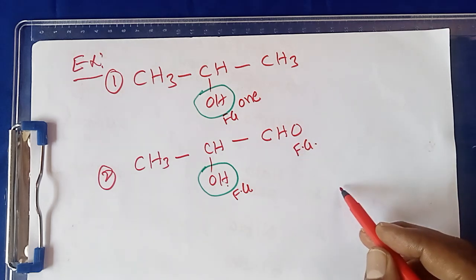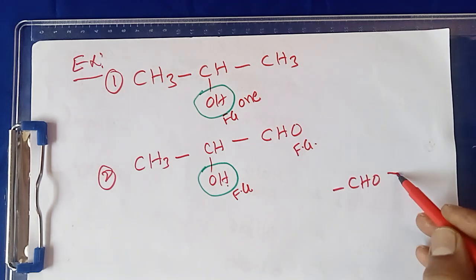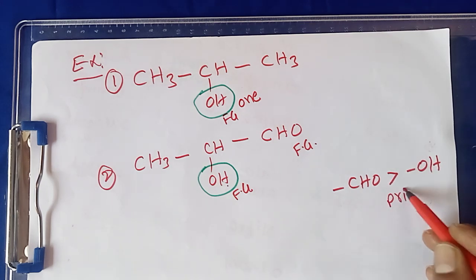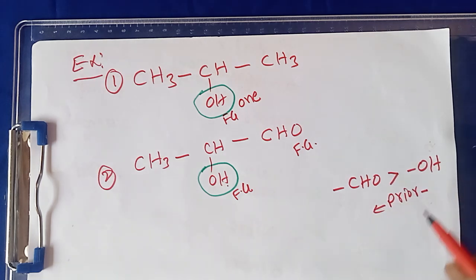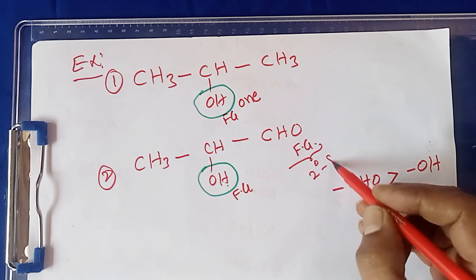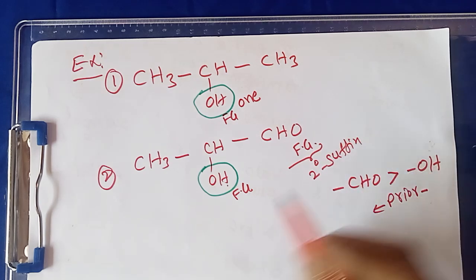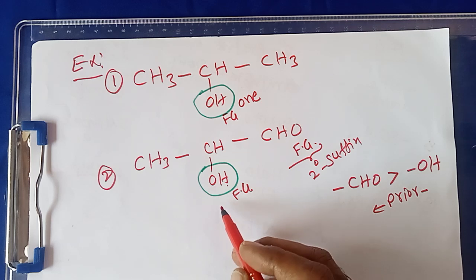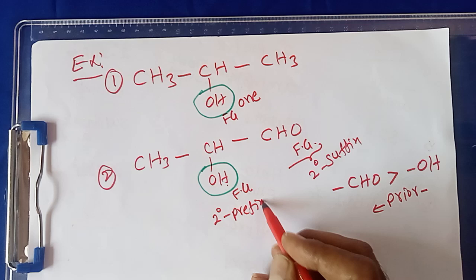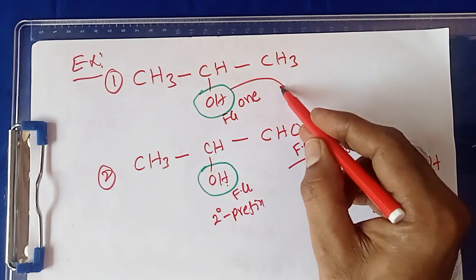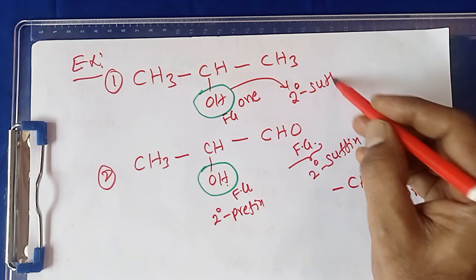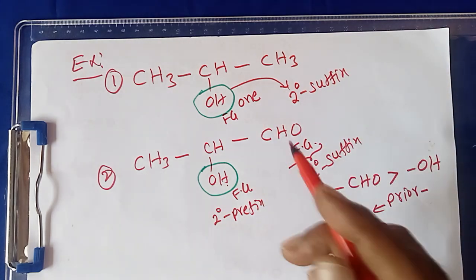So in the second example we require that CHO has more priority than OH in the functional group priority order. So the more priority functional group is named as the secondary suffix, and the less priority functional group is named as the secondary prefix. But here the OH group is the only functional group, so it is named as the secondary suffix only. Secondary suffix. This is the main important difference.